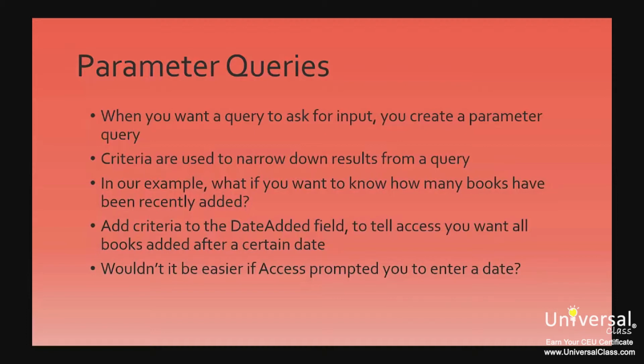To do this, you add criteria to a date added field. This shows you the date you purchased the book. The criteria tells Access that you want all books added after a certain date, which is the date that you last ran the query. However, wouldn't it be a lot easier if Access prompted you to enter a date? The good news is that you can do this using a parameter query.